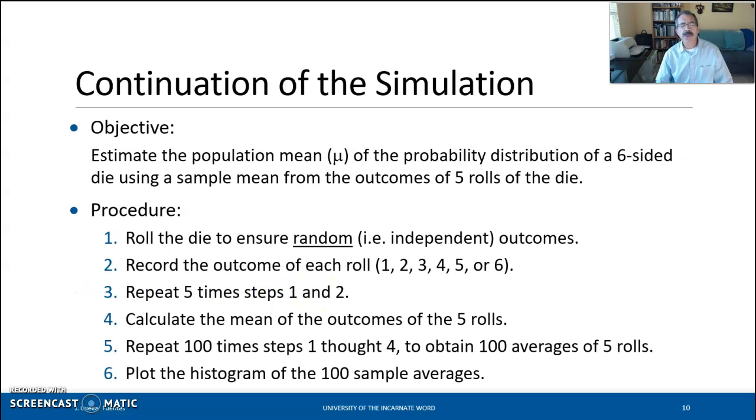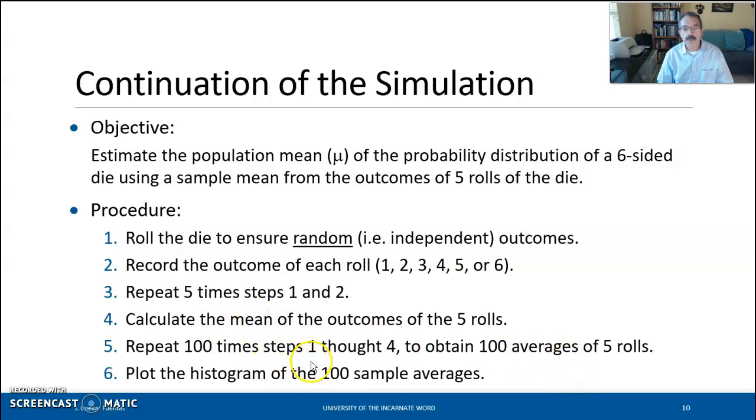All right, we're going to continue with that simulation that we talked about in the previous recording, where we talked about the sampling error. So now we're going to do exactly the same simulation, except that instead of doing this 10 times, we're going to do it 100 times. So we're going to roll the die 5 times, calculate the average, and then roll it 5 times again, calculate the second average, and we're going to repeat that process 100 times. So we will end up with 100 averages of 5 rolls.